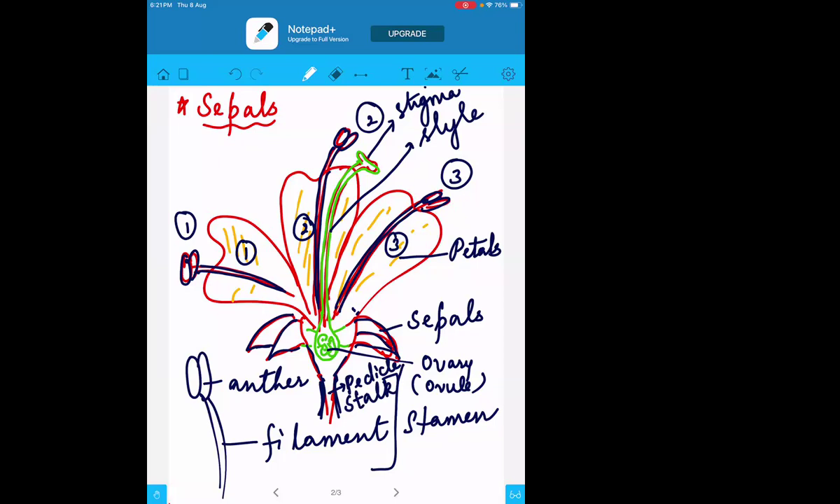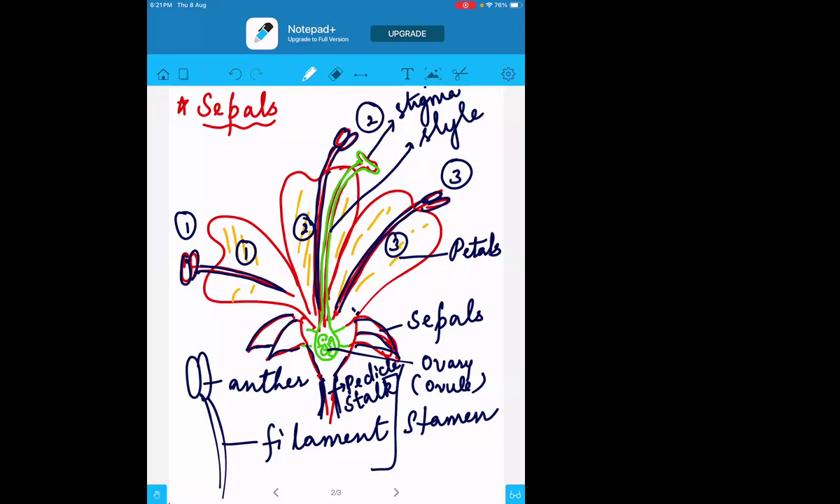This is for the board exam, so they usually ask this. Name the part from which you hold the flower. That is called pedicel. Fine. Some you can write the stalk, but try to remember this word pedicel, because pedicel they generally use for the MCQs also. So either you can say it is a pedicel, or you can say it is a stalk.